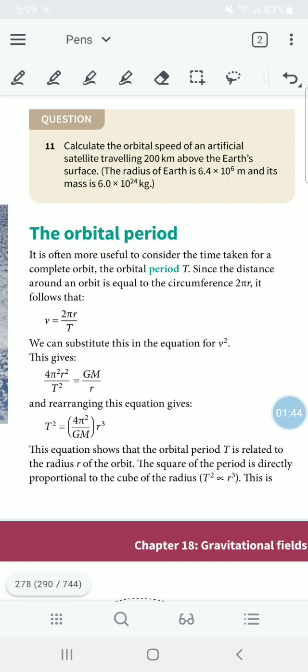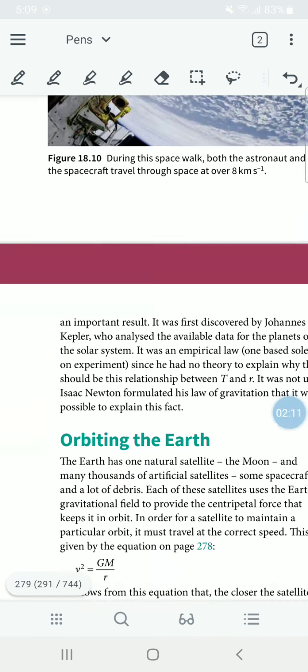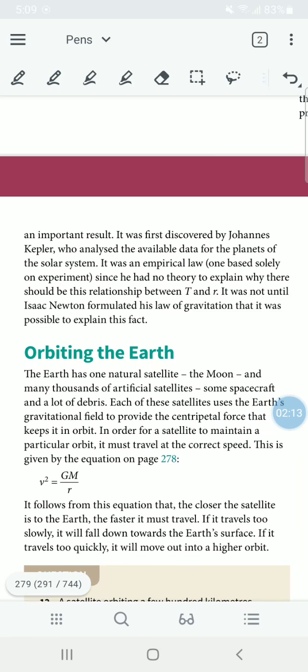This equation shows that the orbital period T is related to the radius r of the orbit. The square of the period is directly proportional to the cube of the radius, right? So as you can see here, this is an equation and r is not a denominator. So as a result, T squared is directly proportional to r cubed, right? This is an important result.